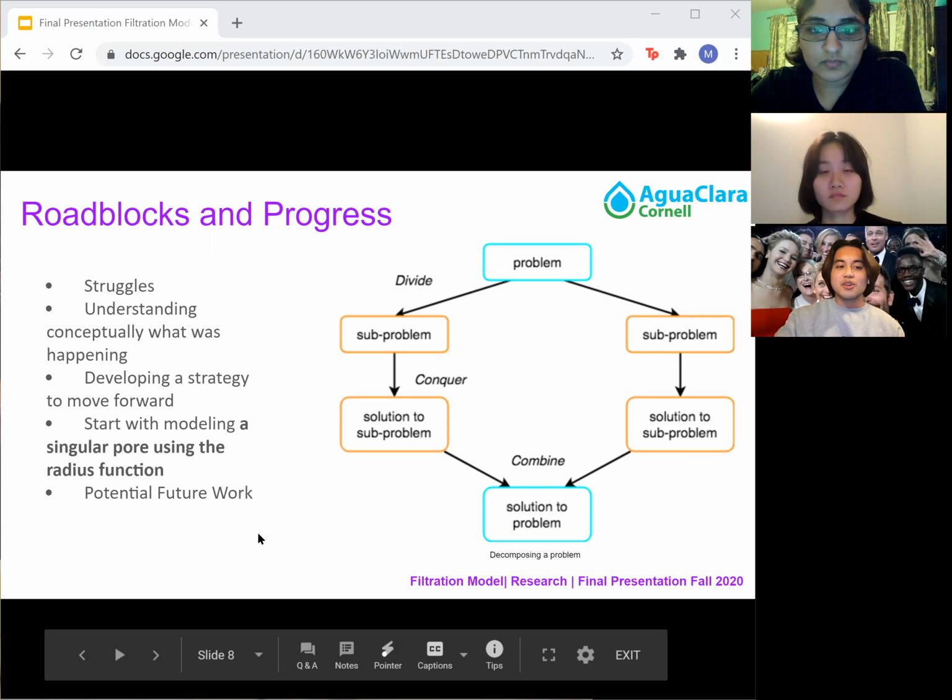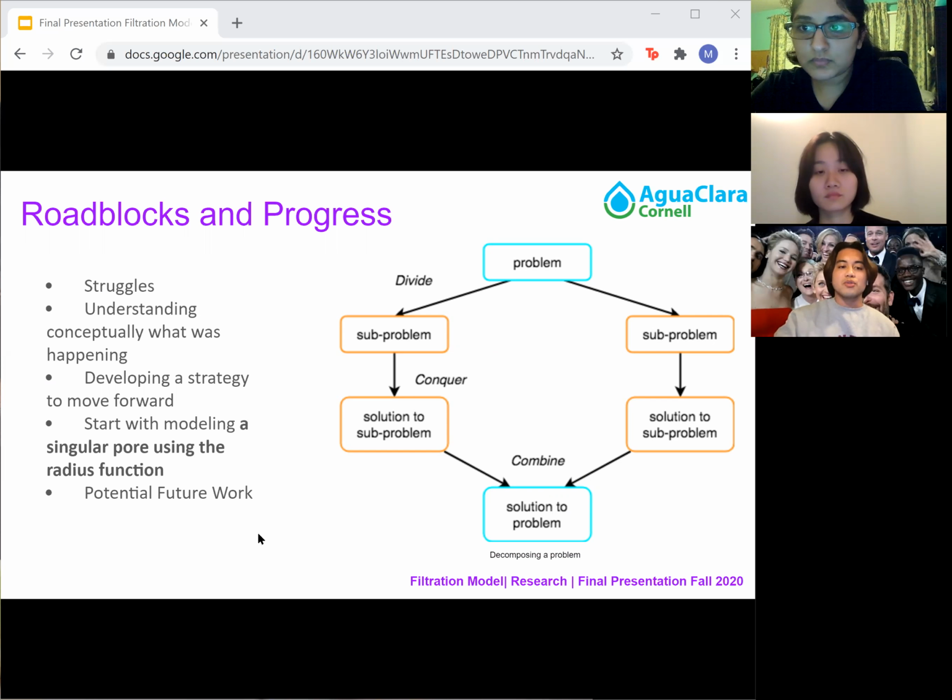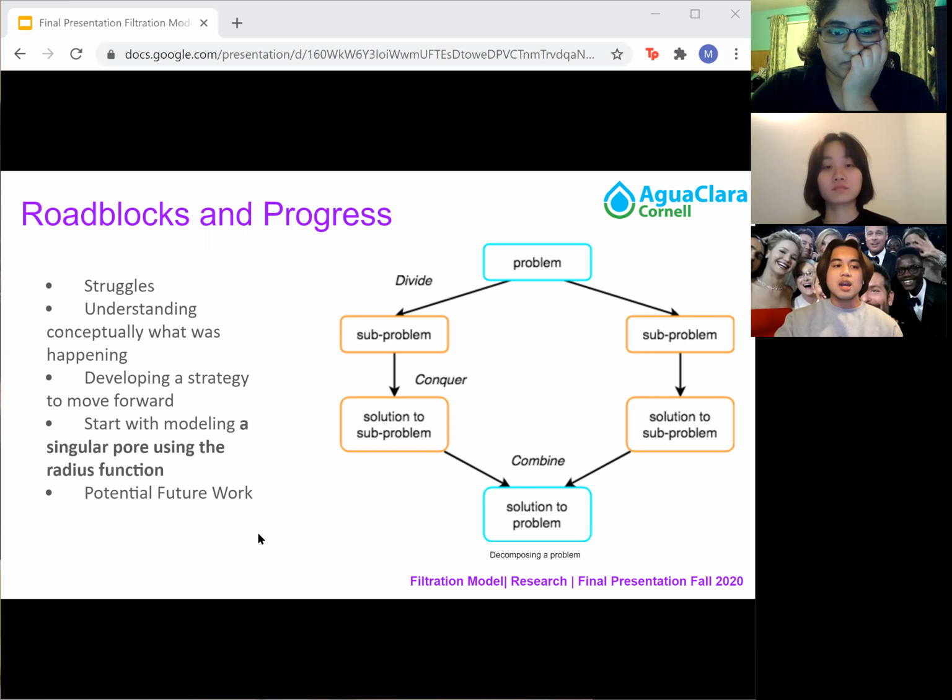We decided that in order to model the pore, we would have to model the radius decreasing as a function of time as water was passing through. We know that once a single pore is modeled, we could scale that up to model a perfect stack of pores, and then scale that up again to model the total number of pores in the filter. Future work for this team will include picking up where we left off in our analysis of the radius of a pore, and then scaling up to the entirety of the filter.